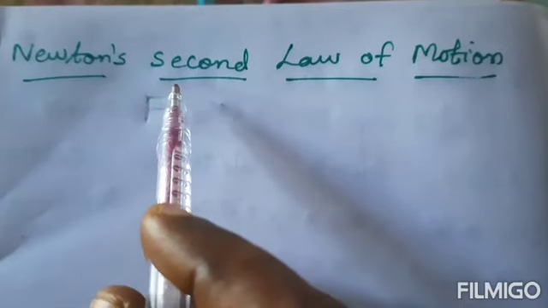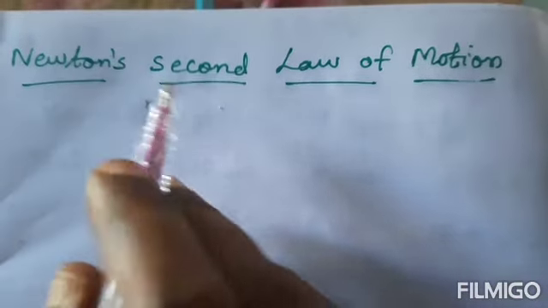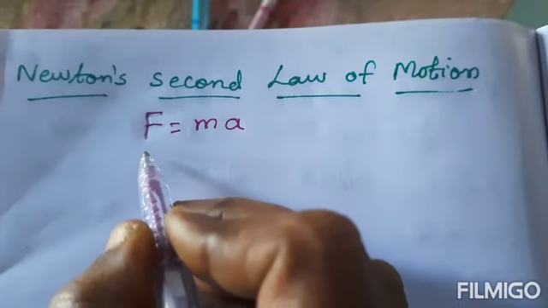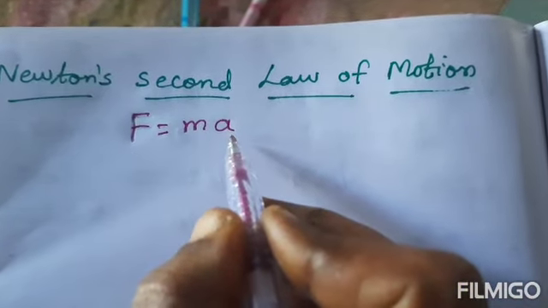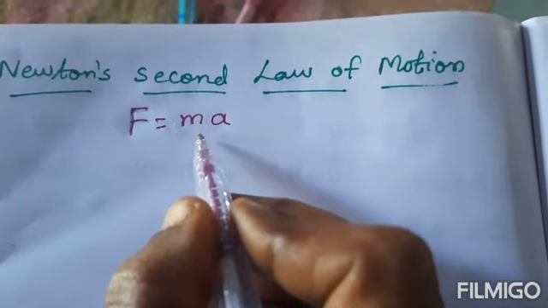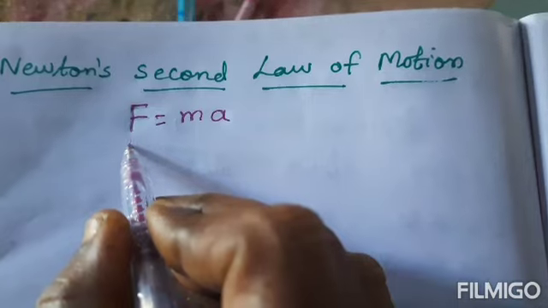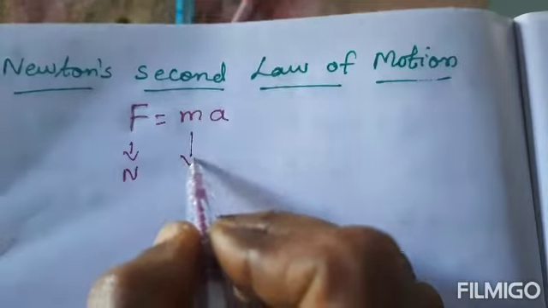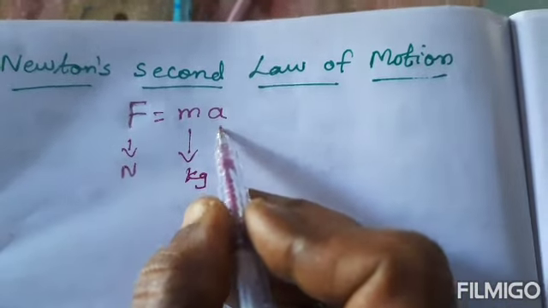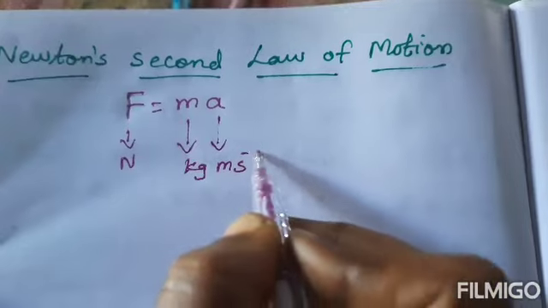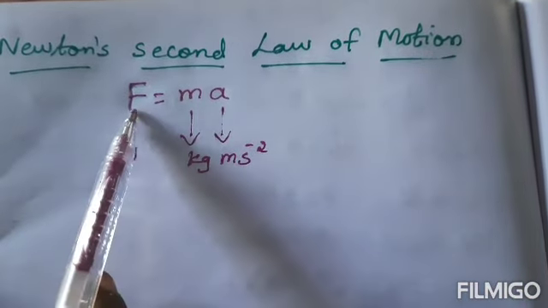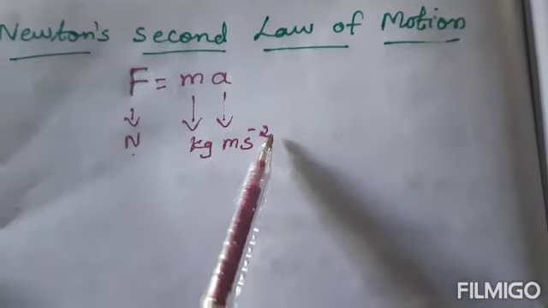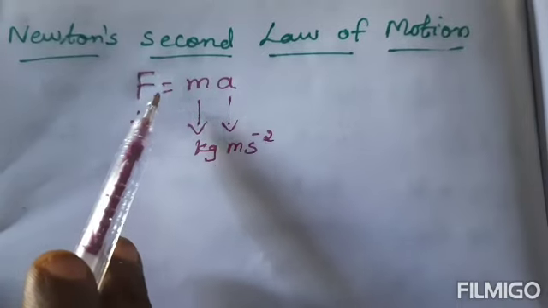Now we can learn the derivation of Newton's second law. From Newton's second law we can prove F equal to ma. F means force, m mass, a acceleration. What is the unit of force? Newton is the unit of force. What is the unit of mass? Kilogram is the unit of mass. What is the unit of acceleration? Meter second power minus 2. So we can say the unit of force is Newton as well as kilogram meter second power minus 2. Now we can derive F equal to ma.